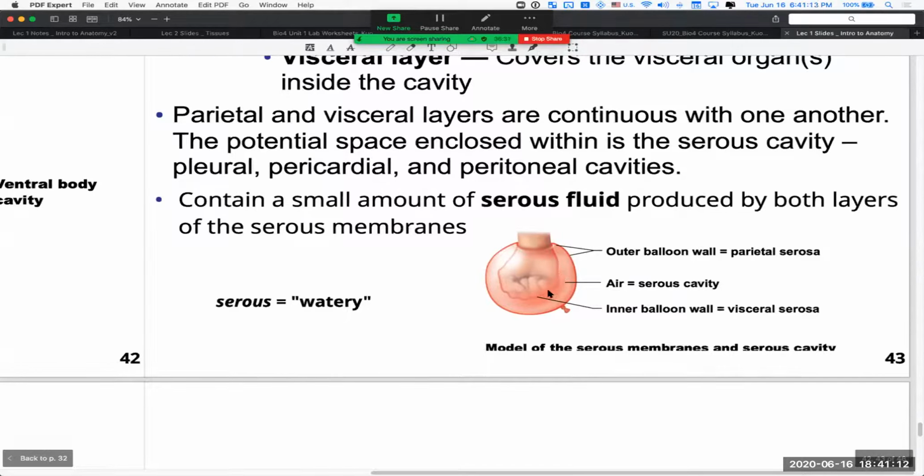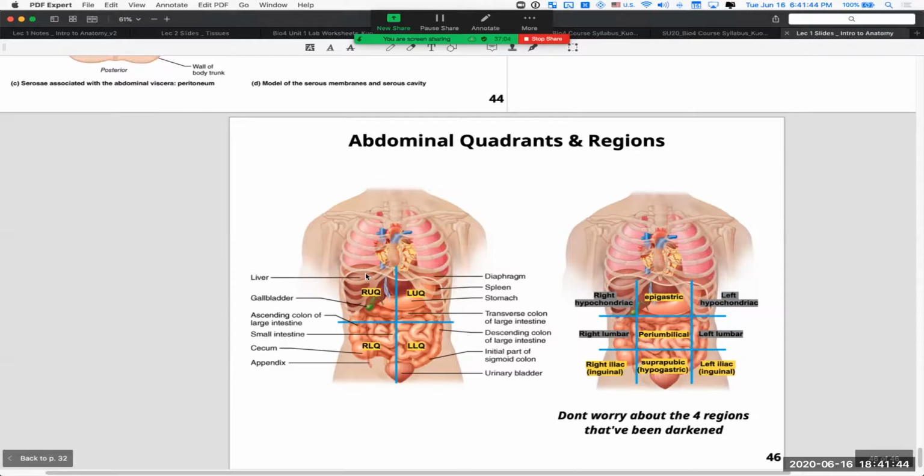Now, abdominal quadrants. Your abdominal space can be divided into 4 quadrants or nine regions. You don't have to know the regions that have been grayed out. But these terms are useful because when you read medical notes, it will say something like, 39-year-old man with history of cardiac disease comes in with right upper quadrant pain. RUQ stands for right upper quadrant.